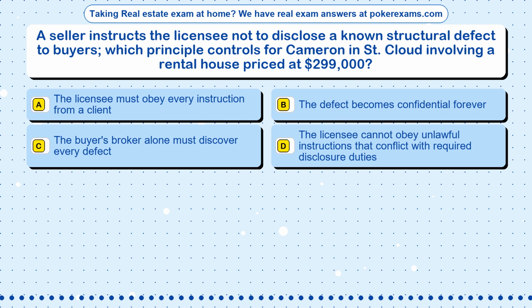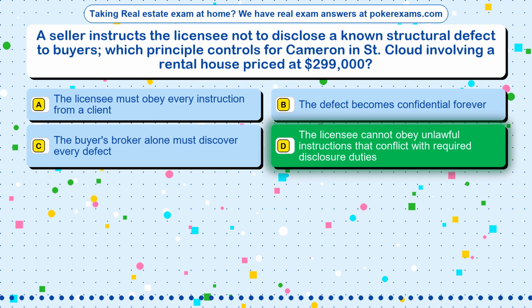Question 76. A seller instructs the licensee not to disclose a known structural defect to buyers. Which principle controls for Cameron in St. Cloud involving a rental house priced at $299,000? Option A. The licensee must obey every instruction from a client. Option B. The defect becomes confidential forever. Option C. The buyer's broker alone must discover every defect. Option D. The licensee cannot obey unlawful instructions that conflict with required disclosure duties.